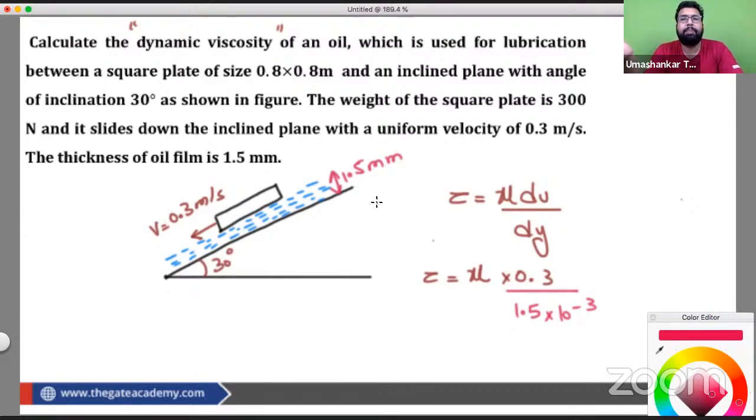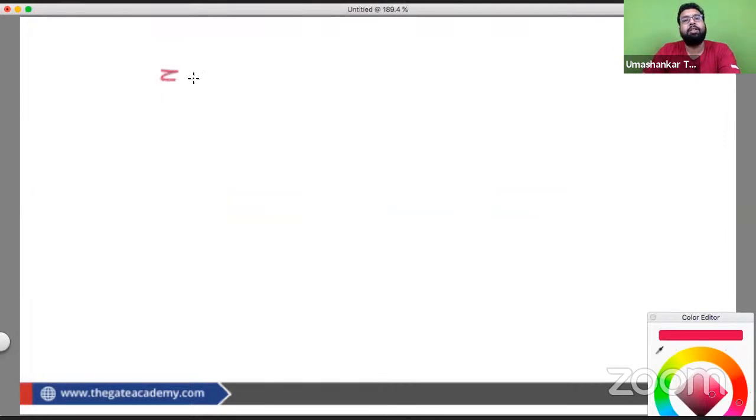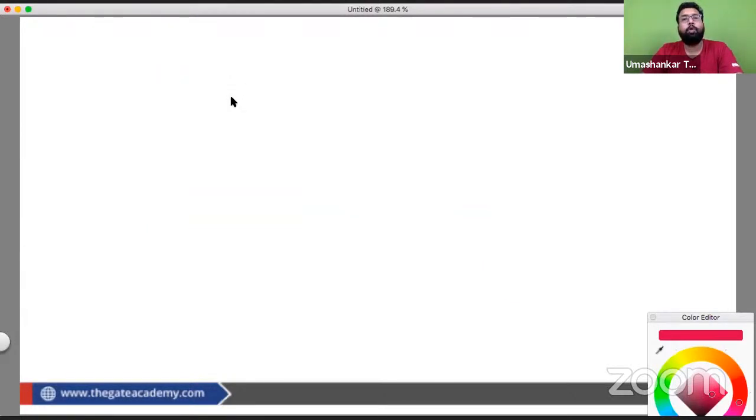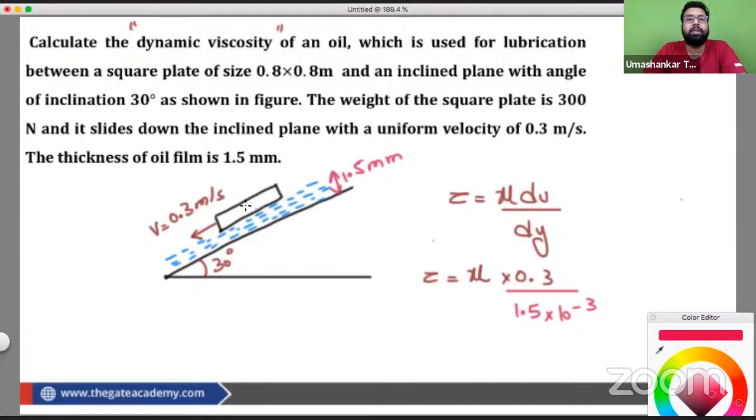What is the concept? The concept remains same, that if we have an equation, and in this equation all the other variables are known, if you have to find one variable, the rest of the variables must be known to you. So we have the shear stress, and this is going to be mu du by dy. Now we have the shear stress, and this is mu. So we already have made this equation, right? So now we have to find the shear stress. Now how we can find the shear stress?